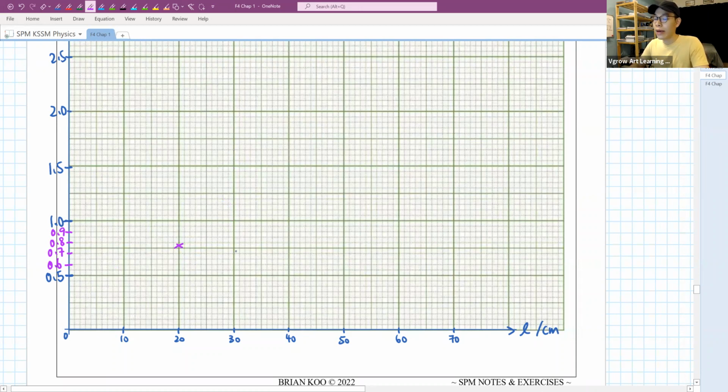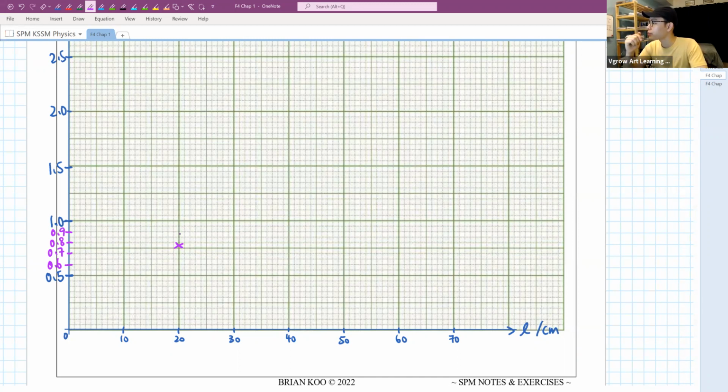This one is not reading value, so you don't have to. Remember, when I say read value, you must get maximum. You can split the small box into half only. But this one, never mind. Plotting points is fine. You estimate between 0.7 and 0.8, but it's closer to 0.8.